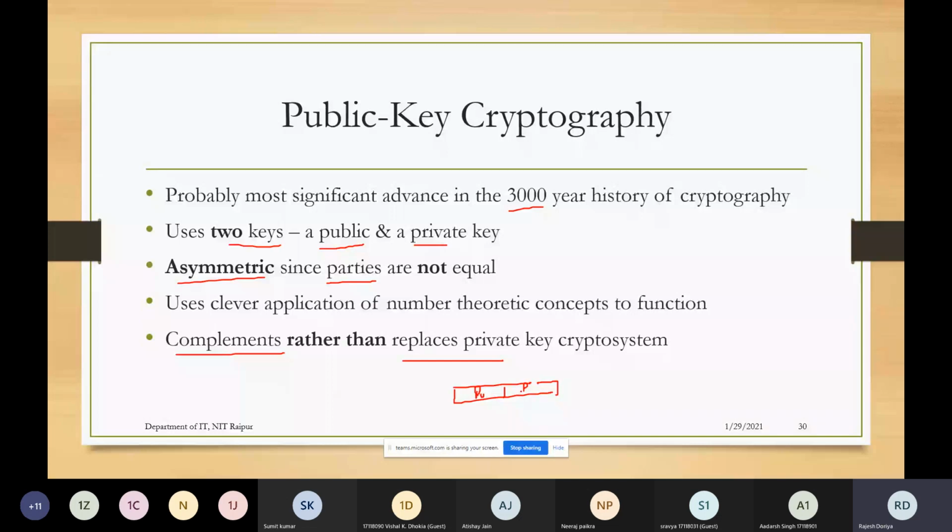For example, if public key cryptography is providing you more security, then it is possible, and it is being done in practice, that the keys are exchanged with the help of public key cryptography. Then once the keys are exchanged securely, the rest of the communication can be done using symmetric key cryptography or private key cryptography, because we all know that symmetric key cryptography provides faster encryption and decryption.